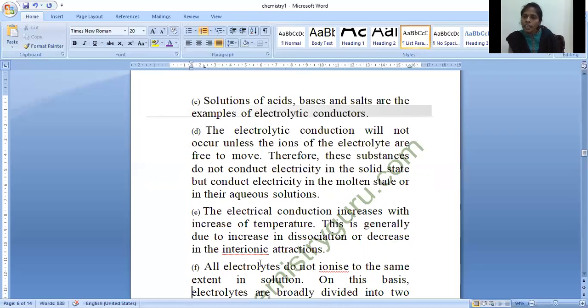Why? By increasing temperature, the decomposition is also increasing here. So when the decomposition is increasing, what happens? By increasing the decomposition, the number of ions is increasing. By increasing the number of ions, conductance is also increasing, because these are the mobile charge carriers. So conductance is increasing in the electrolytic conductors by increasing the temperature.